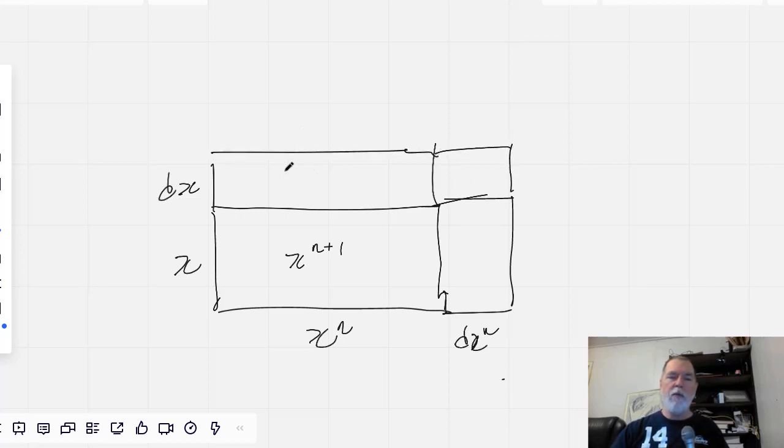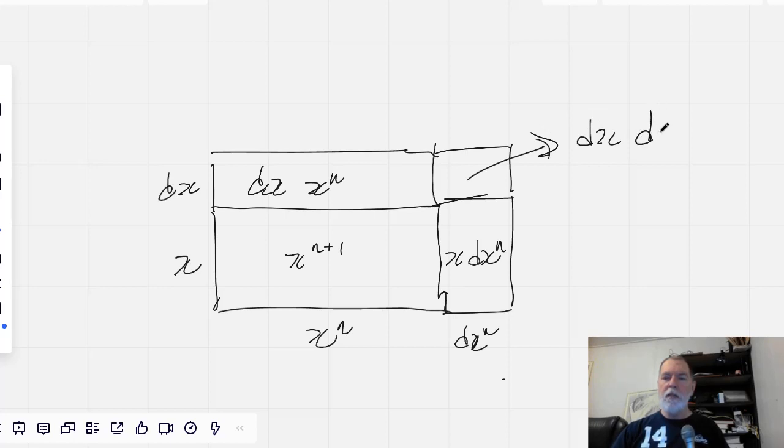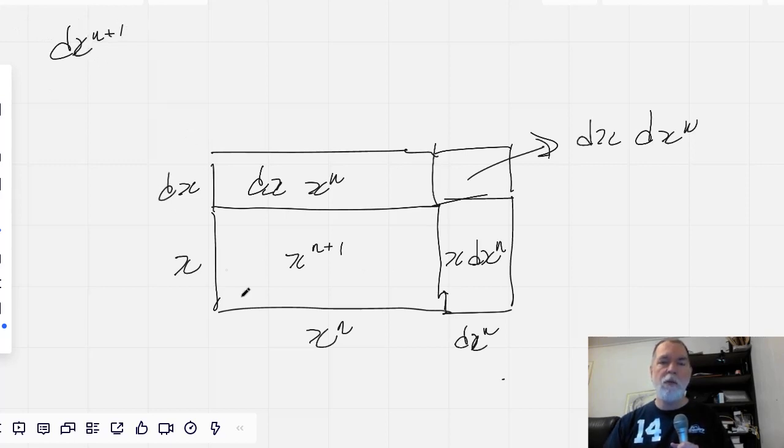Now, what do we have here? We've got an area of dx times x to the n. And over here we've got an area which is x times dx to the n. Okay, and what do we have in here? We've got dx times dx to the n. All right, so we're interested in the increase, because the increase is actually going to give us dx to the n plus 1, we trust.